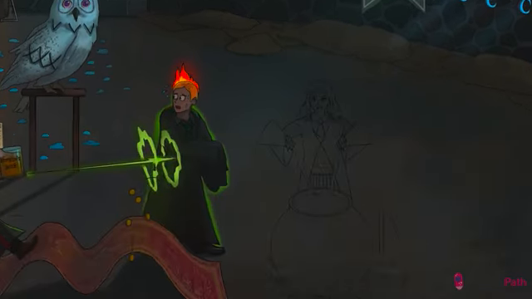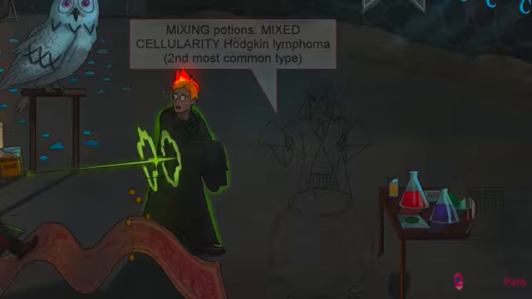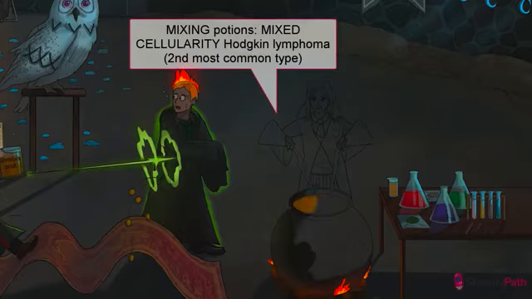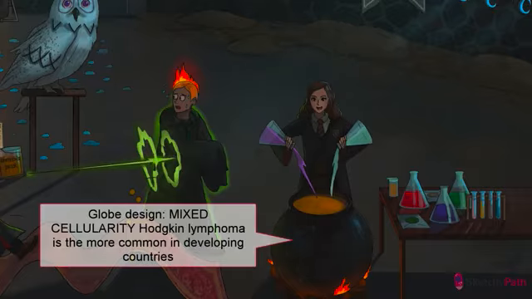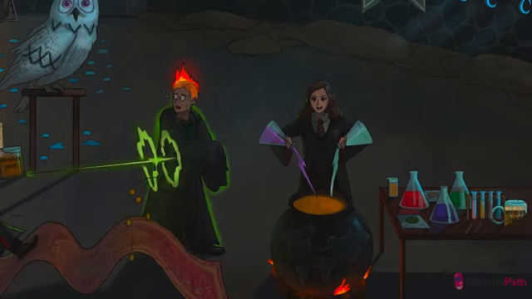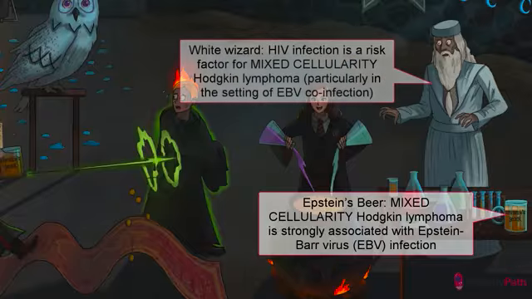After nodular sclerosis, mixed cellularity Hodgkin lymphoma is the second most common subtype, making up about 20% of cases. For those of you keeping score at home, we are already at 95% of all Hodgkin lymphomas, and we've still got 3 subtypes to go. Mixed cellularity, by the way, is embodied by Hodgmine here, mixing and matching potions. Unlike nodular sclerosis, mixed cellularity Hodgkin lymphoma is more common in developing countries. Hence the globe design etched into the cauldron. This subtype is also strongly associated with EBV infection, especially in those co-infected with HIV.